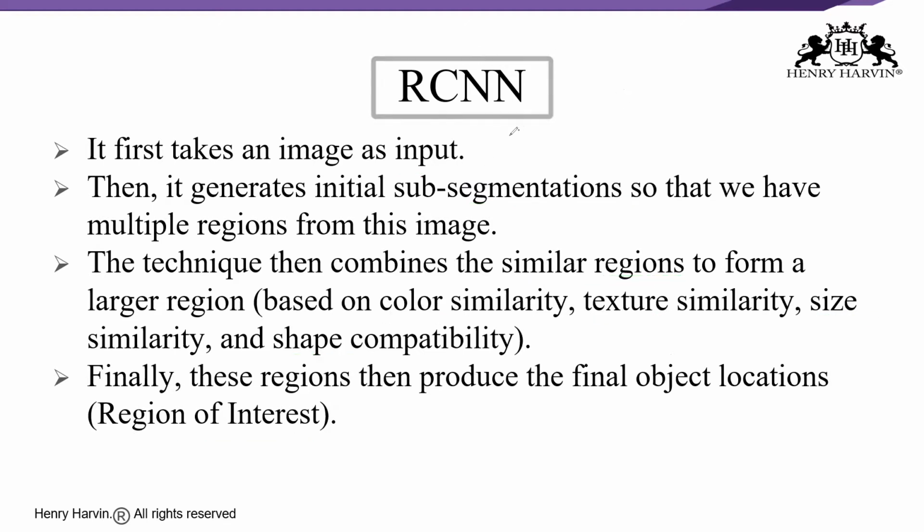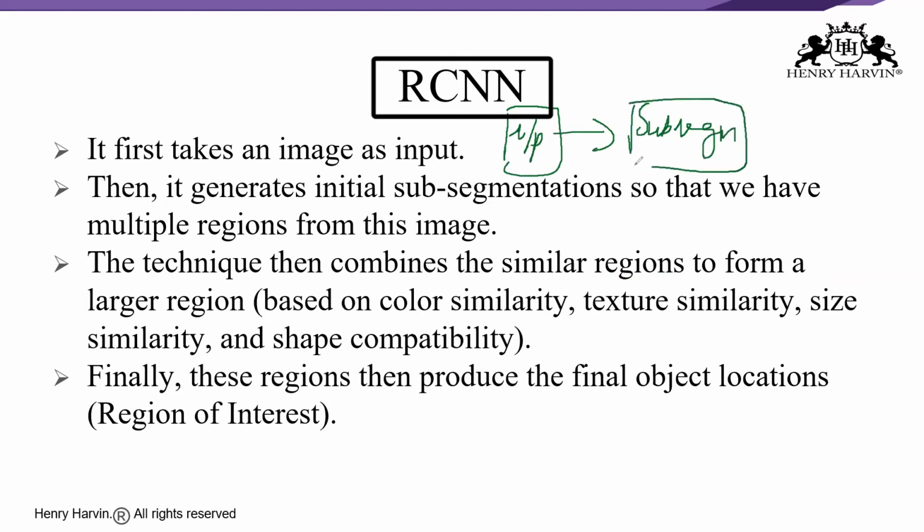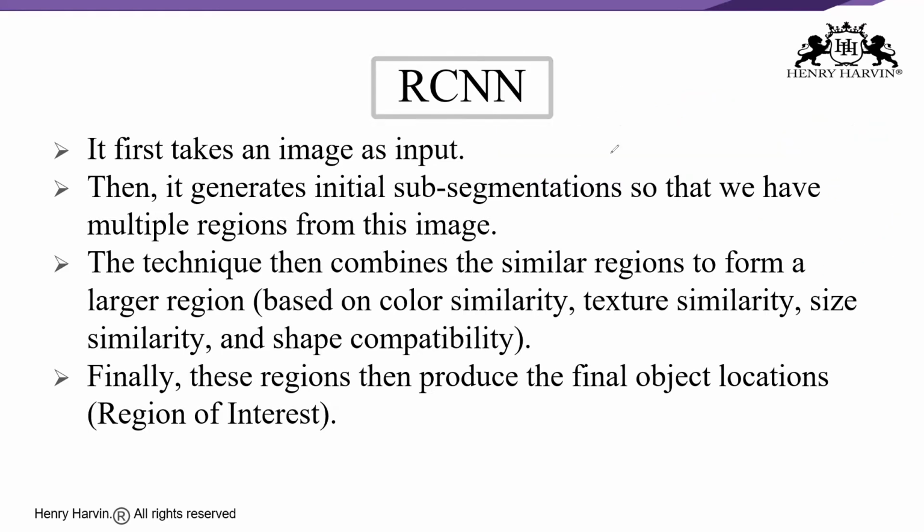So what is happening here? The input image is taken, and from that sub-segmentation is done, and then based upon similarity the regions are combined, and finally these regions can produce the final output, the final object locations. This is what is happening here with this RCNN.